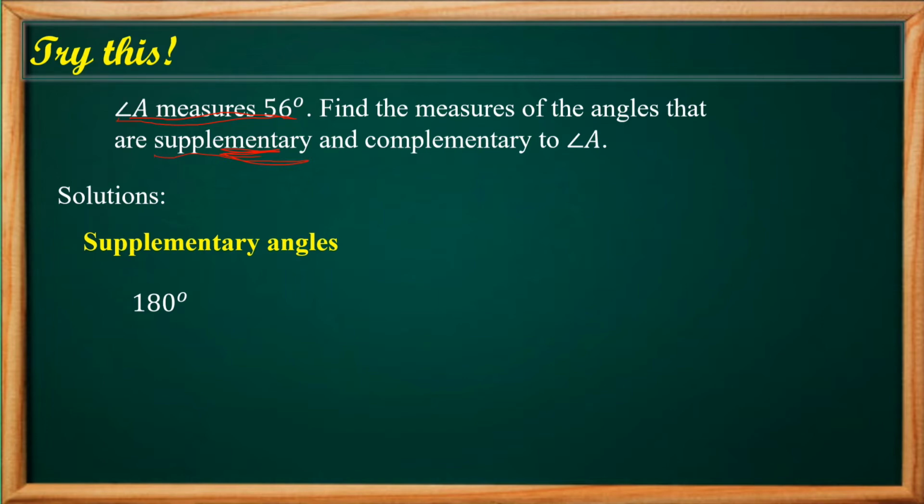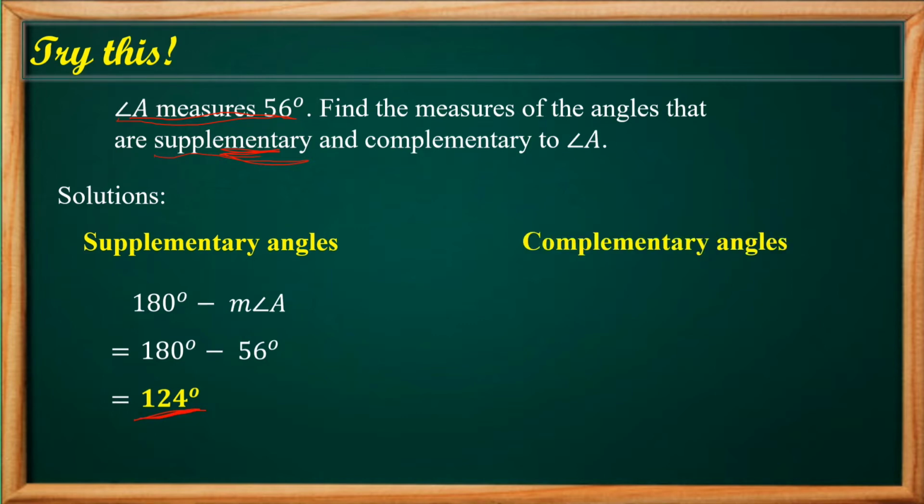It means yung kulang para mabuo yung 180. Therefore, we need to subtract the given angle, which is the measure of angle A, from 180. That is 180 minus 56 degrees, and the difference is 124 degrees. Therefore, the supplement of angle A is 124 degrees.